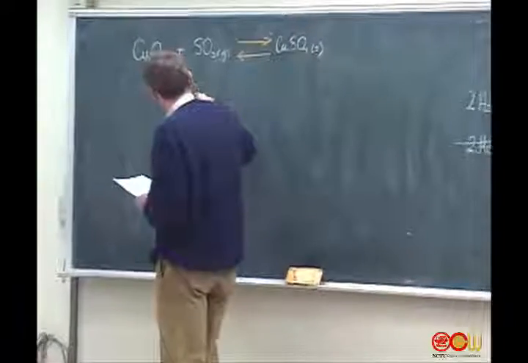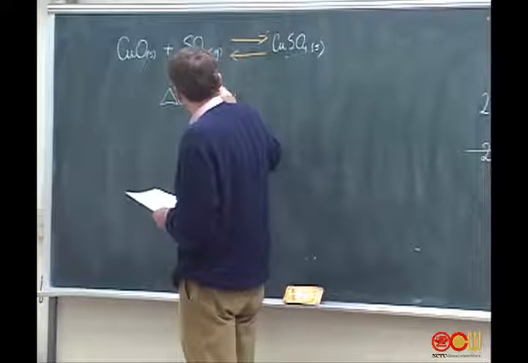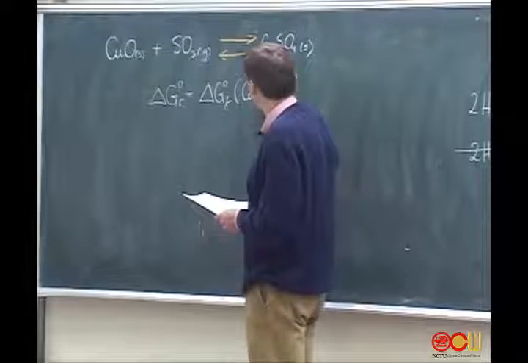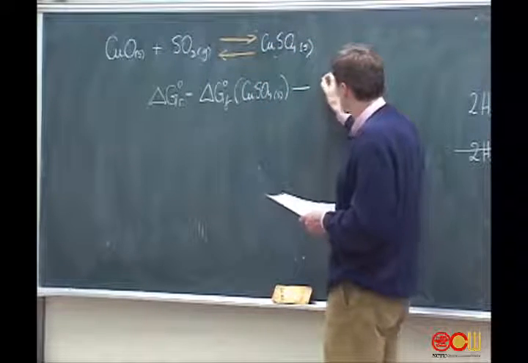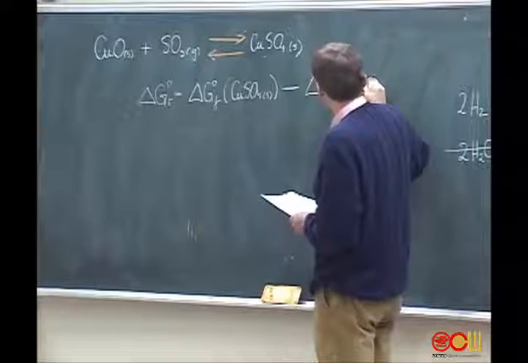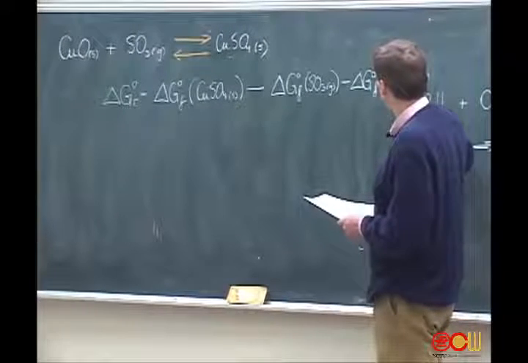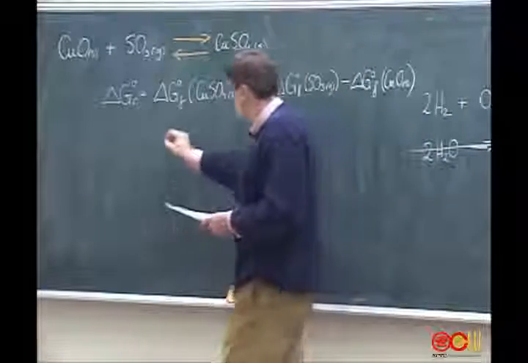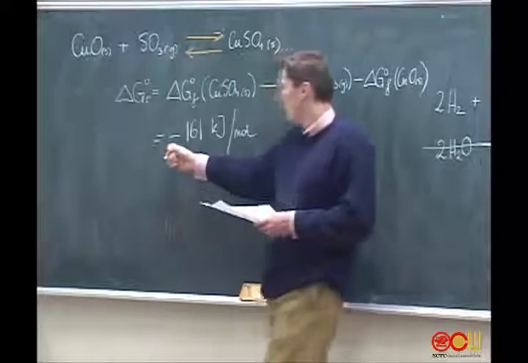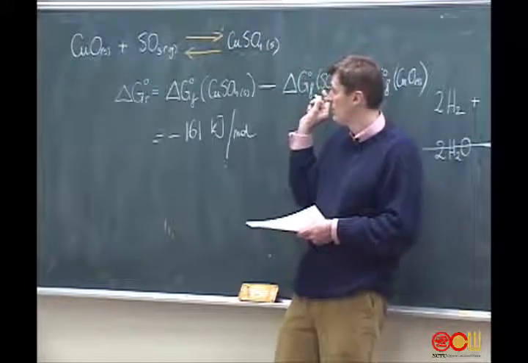So for this reaction, I can calculate the delta G using the G formation data of CuSO4 in the solid state from the tables that I just showed you a moment ago, minus G formation of the reactants, and it turns out that this number is minus 161 kilojoule per mole. The most important thing is that it's negative. And since it's negative, the reaction goes in this direction. If it were positive, we would know that the arrow should point the other way.